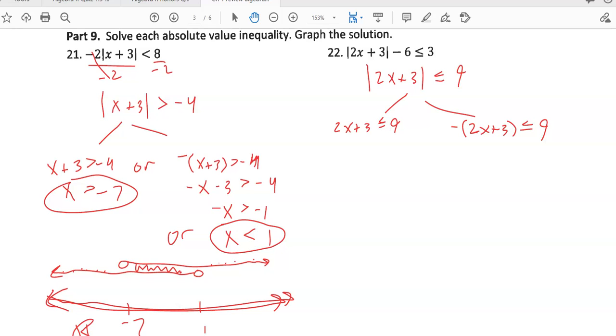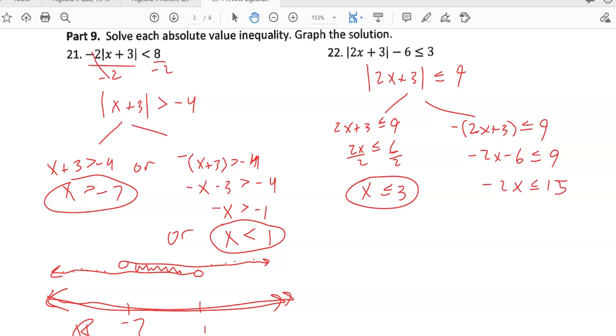So if you subtract 3, that would be 2x less than or equal to 6. Divide by 2, get x less than or equal to 3. You have -2x minus 6 less than or equal to 9. You're going to add 6, so that'd be -2x less than or equal to 15. Divide by -2. Be careful when you divide by a negative. You've got to flip the direction of the sign. So you get x greater than or equal to -15 over 2.